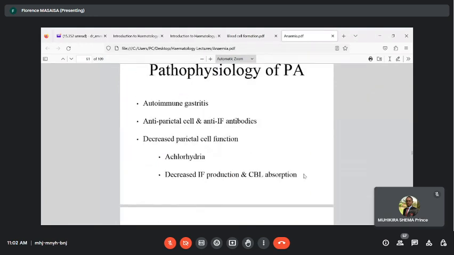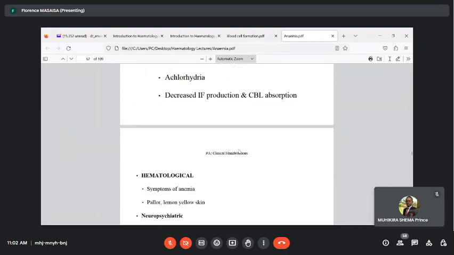For pernicious anemia, again, it is an autoimmune gastritis. So the parietal cells are destroyed as an autoimmune disease. There will be anti-parietal cell and anti-intrinsic factor antibody production, which will decrease the parietal cell function. There will be achlorhydria, but also decreased intrinsic factor production, and so decreased cobalamin absorption.